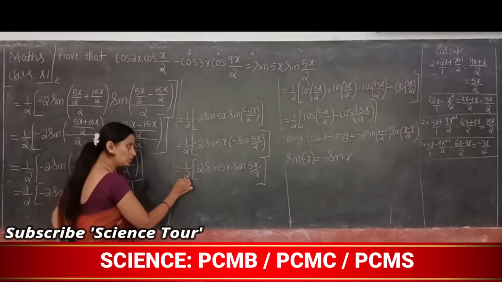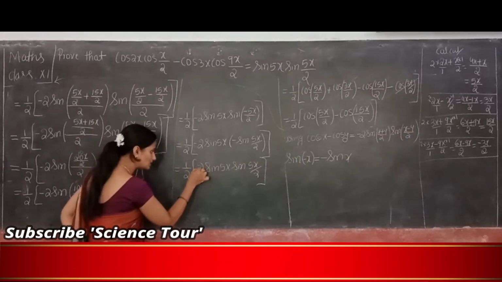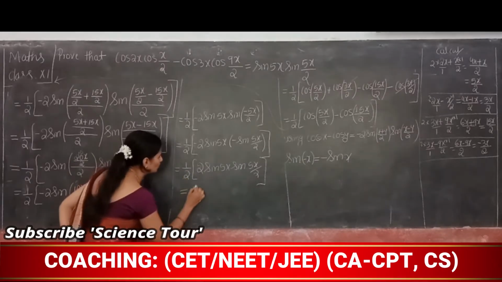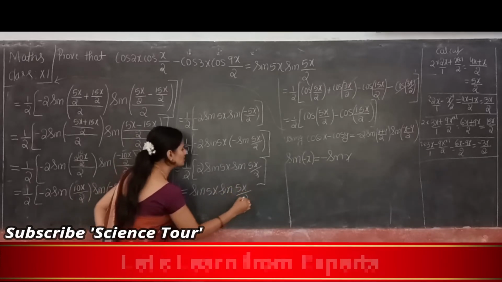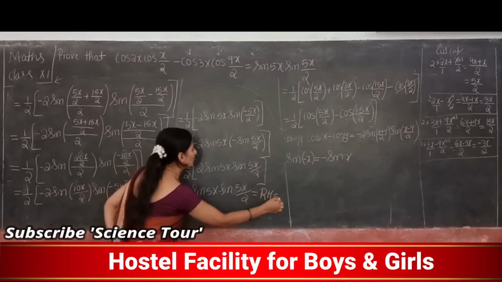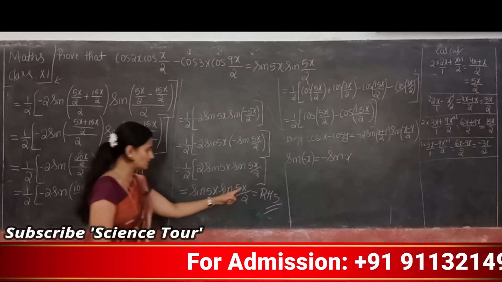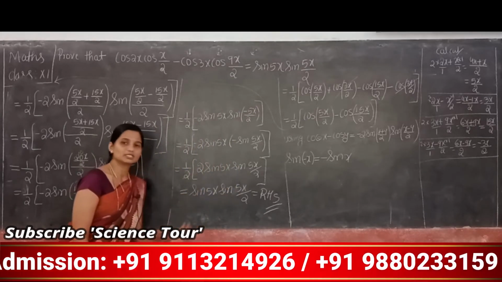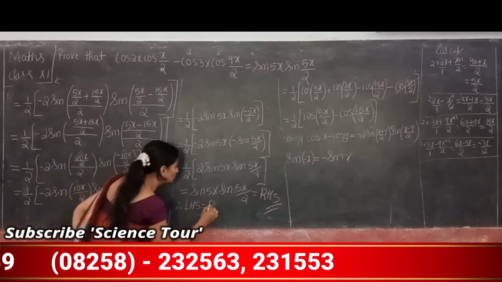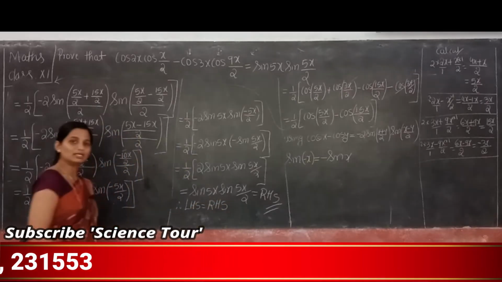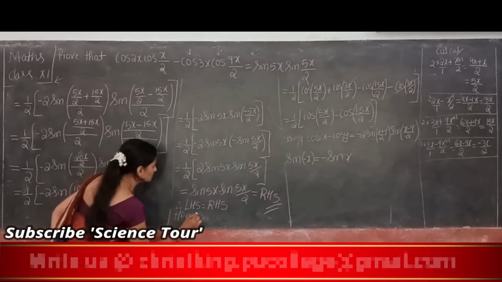Now 1 by 2 into 2, this 2 and this 2 cancel, which is equal to what? Sine 5x into sine 5x divided by 2. Is this equal to the RHS? Yes, the answer is sine 5x divided by 2, which is equal to the RHS. Therefore LHS is equal to RHS. Hence it is proved.